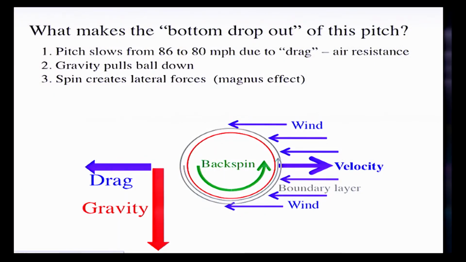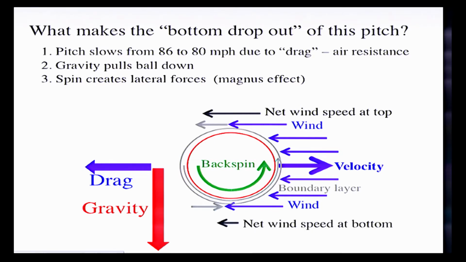And what I want you to notice is here at the top of the ball, the boundary layer is going in the same direction as the wind the ball feels. And at the bottom of the ball, it's going in the opposite direction, right? It's going to the right. So at the top of the ball, there's greater speed of the wind than there is at the bottom of the ball. Okay? And there is a physics effect. It's basically the Venturi effect. When you combine forward motion with spin, it's called the Magnus effect.